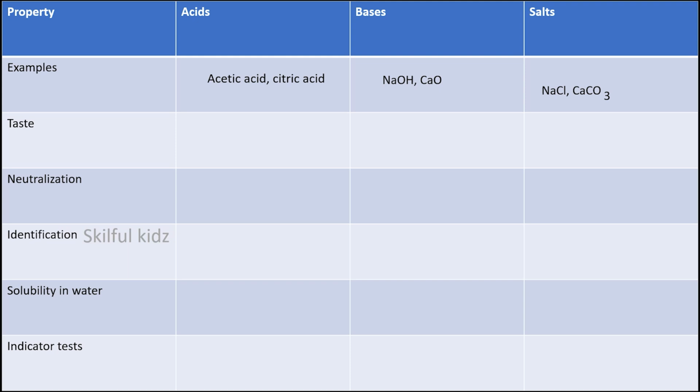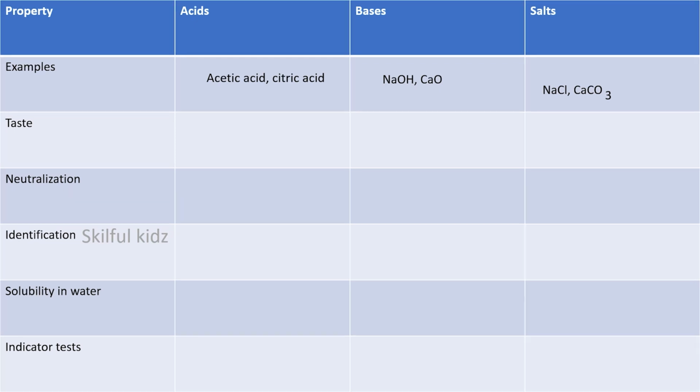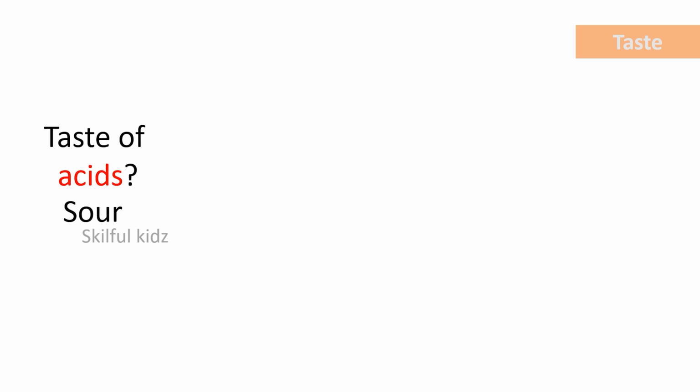So let's start by filling in some examples. When you think of acids, bases and salts, you can keep these simple examples in your mind. Let's look at taste. What is the taste of acid? That's right, they have a sour taste. For example, orange and lemon are sour because of the citric acid they contain.